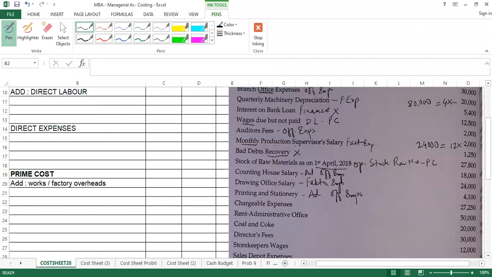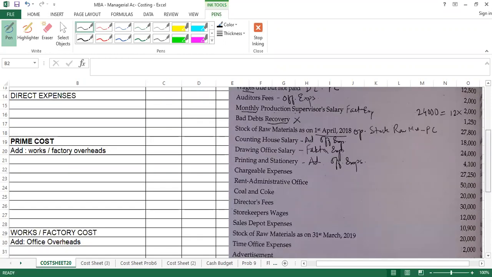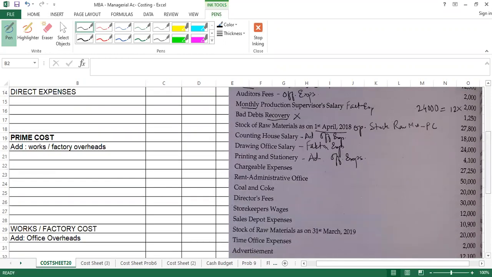Chargeable expenses. Chargeable means you are going to identify that it will be in your production process. So this is your direct expenses. So that will be a component of your prime cost. This is your direct expense. This will be taken into your prime cost. Next.